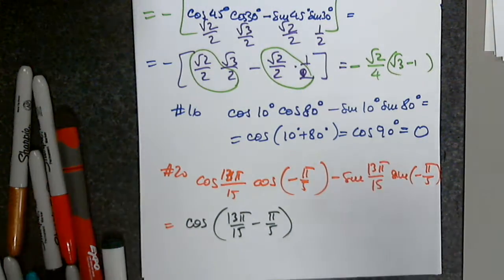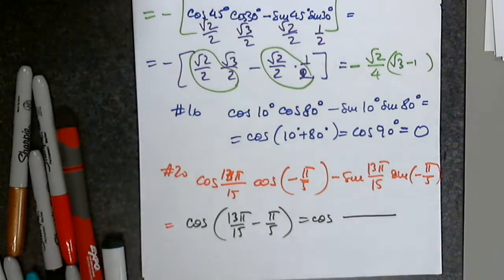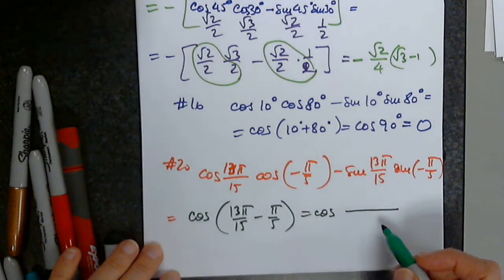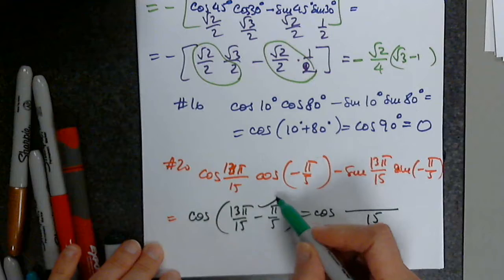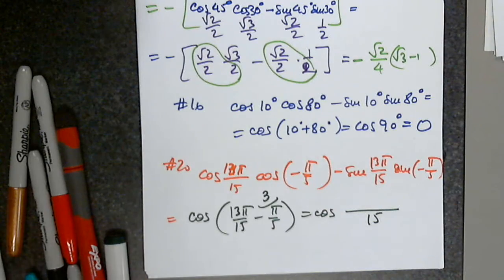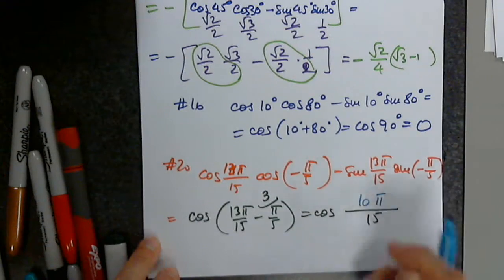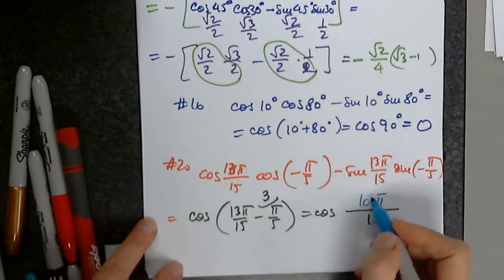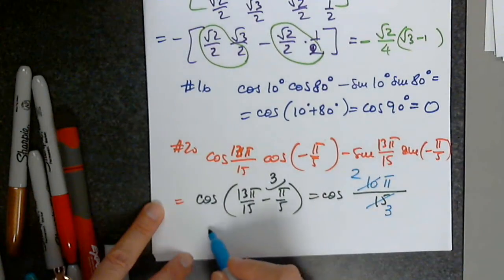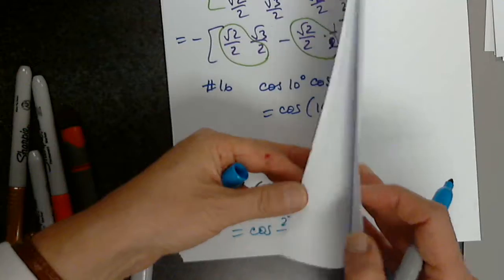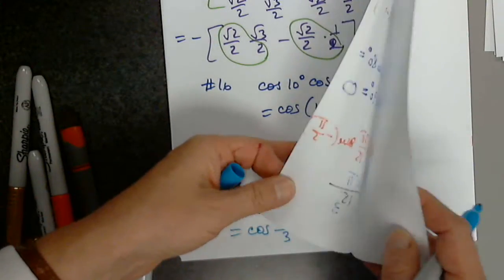I have to find the least common denominator. What is the least common denominator of 15 and 5? 15. So this one needs a 3. So the top will be 13 minus 3, 13 pi minus 3 pi, which is 10 pi. I'll simplify by 5, and I get 2, and I get 3. So this is cosine 2 pi over 3. I'm asked to find the exact value. Now I need the reference angle.